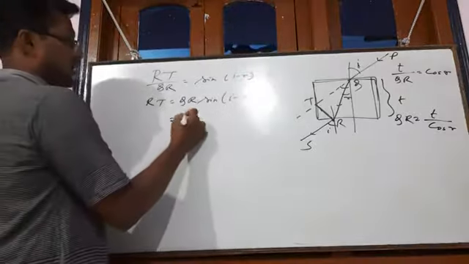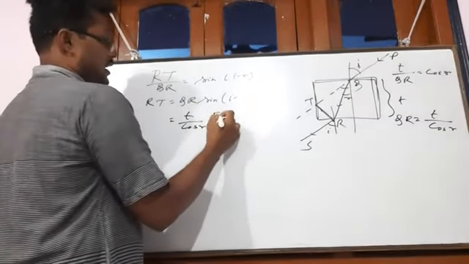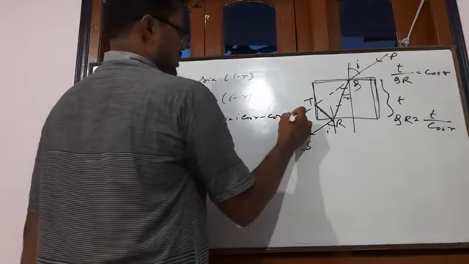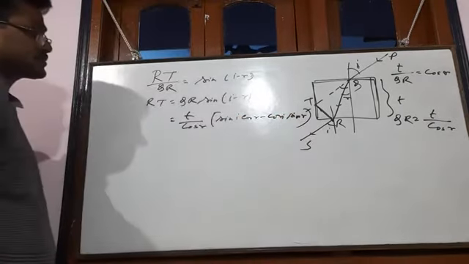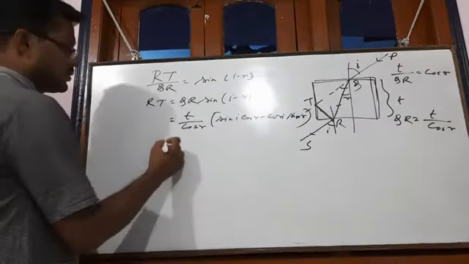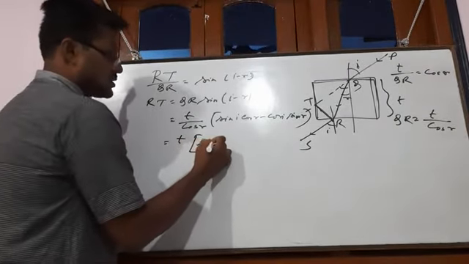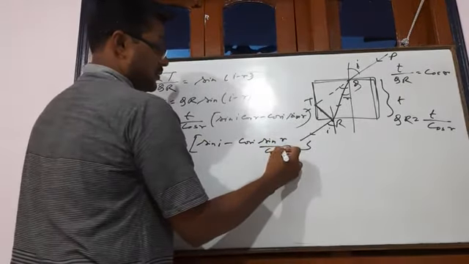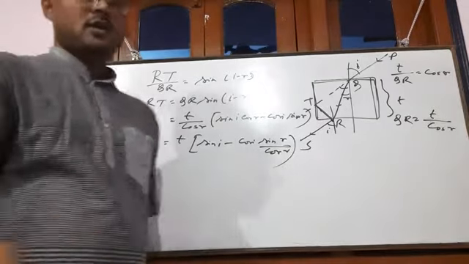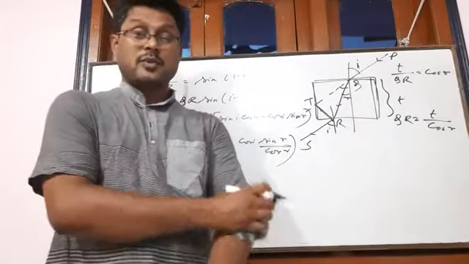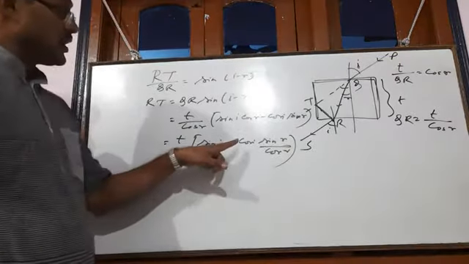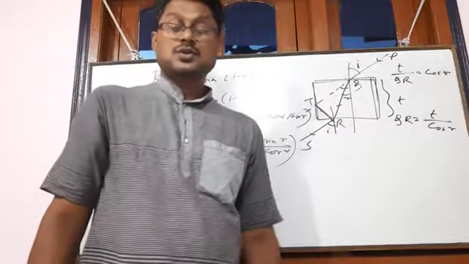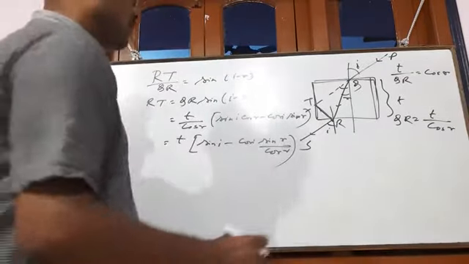Now we can put here T by cos R. Here it is sine I cos R minus cos I sine R. Now we can multiply with this: T into sine I minus cos I into sine R by cos R. So this is the expression for lateral shift. And here also there is one problem. What is the problem? The problem is that we cannot measure R. It is inside the glass. So we have to replace the value in this way.